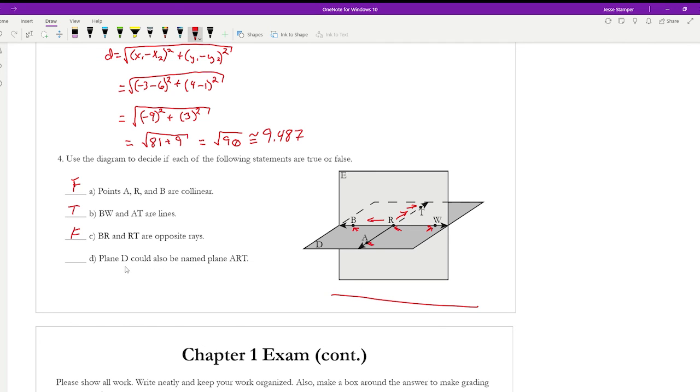Now for 4D, plane D could also be named plane ART. Now this is a bit of a tricky one. I gave a lot of credit to people. I went back and changed some of the grades because I realized there was a mistake here. You cannot name plane ART because A, R, and T are on the same line. They are collinear. So this one is actually false. So for those of you who marked it false, you actually got a point back after I looked at it and realized what I had done there.